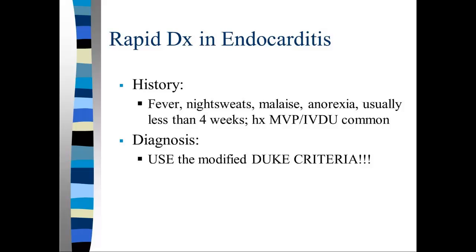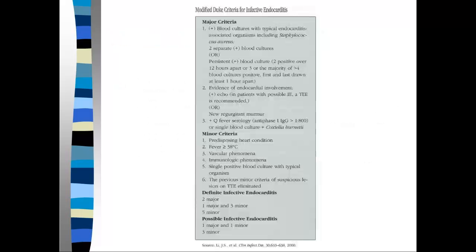So let's think about rapid diagnosis in endocarditis. So it seems like nowadays we associate endocarditis with documentation of bacteremia and documentation of some endovascular lesion, right? But sometimes it's difficult to get a TEE right away. So how can we diagnose endocarditis? I always like to emphasize, let's not forget the modified Duke criteria and how important they are to the diagnosis.